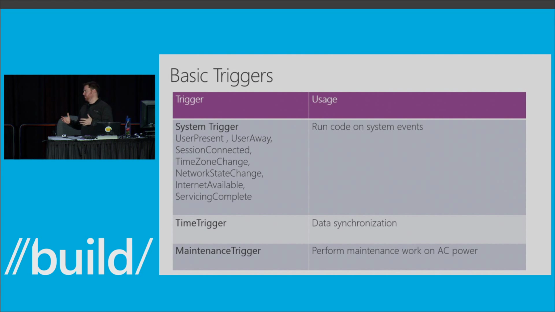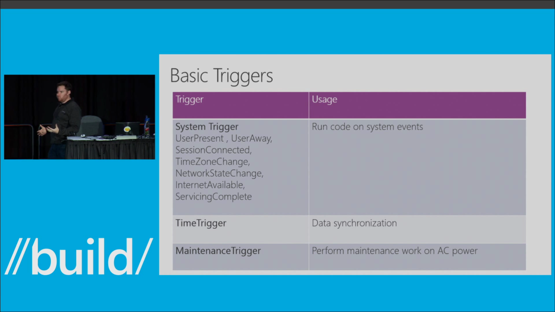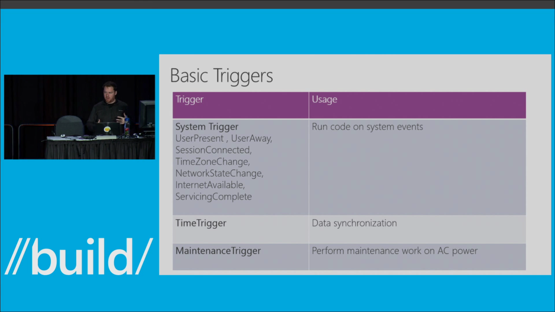So, triggers. I'm going to talk here about some basic triggers first, and then a bunch of more advanced triggers later. These are the basic triggers. We brought these over from Windows. They're all available on Windows Phone. First of all, the system trigger, which has a bunch of trigger types underneath it. User present and user away will fire when the device becomes active or inactive. Session connected is, strictly speaking, when the user logs in. On the phone, there's only one user, so that will be when the phone boots up, more or less.